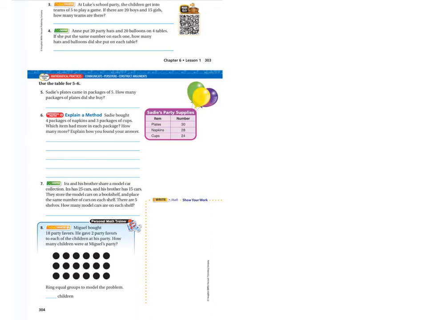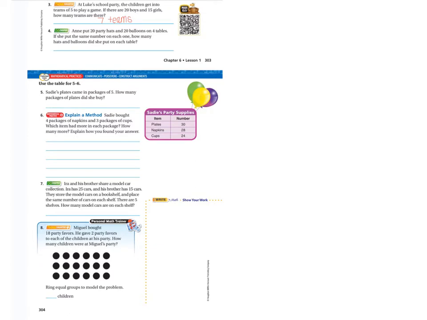Hi, third grade. We are ready to check pages 303 to 304, starting with number 3. The answer to number 3 is 7 teams. If you did not get 7 teams, continue to listen to my explanation. If you did, move ahead to number 4.